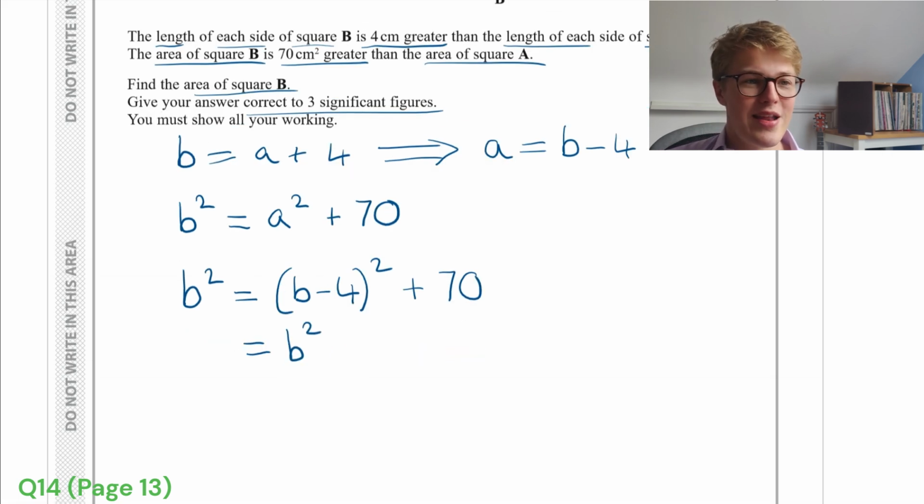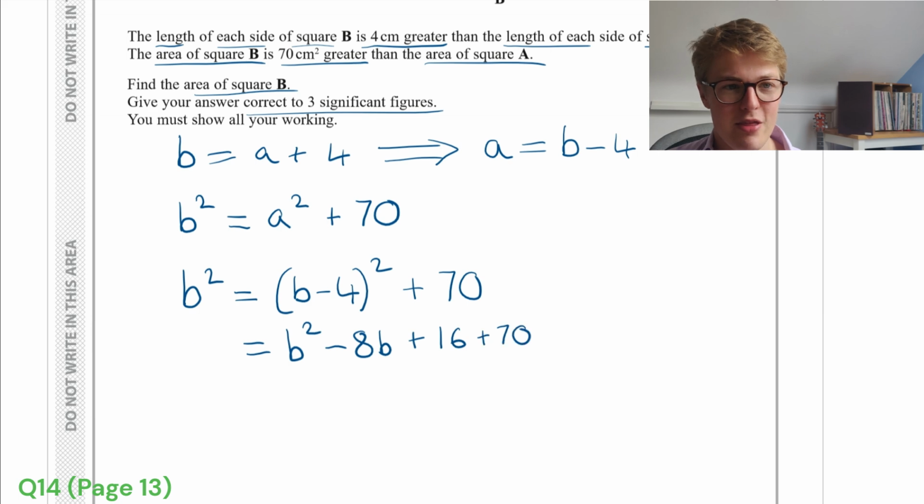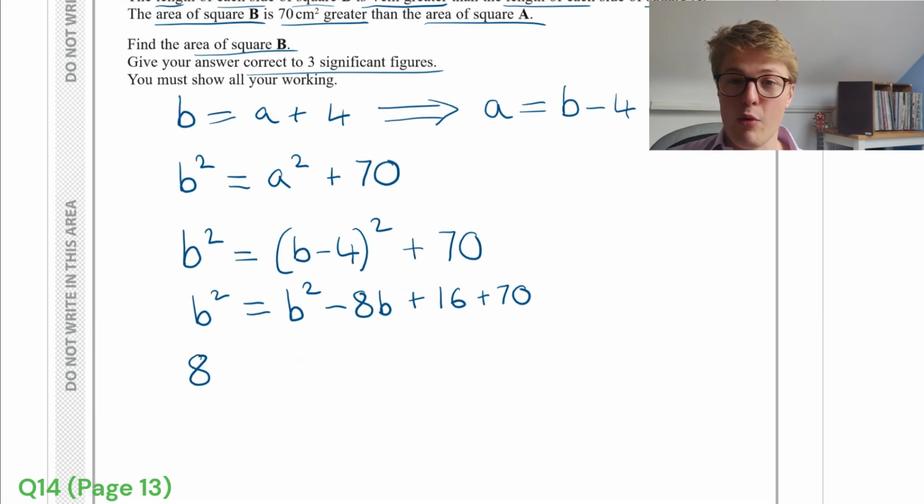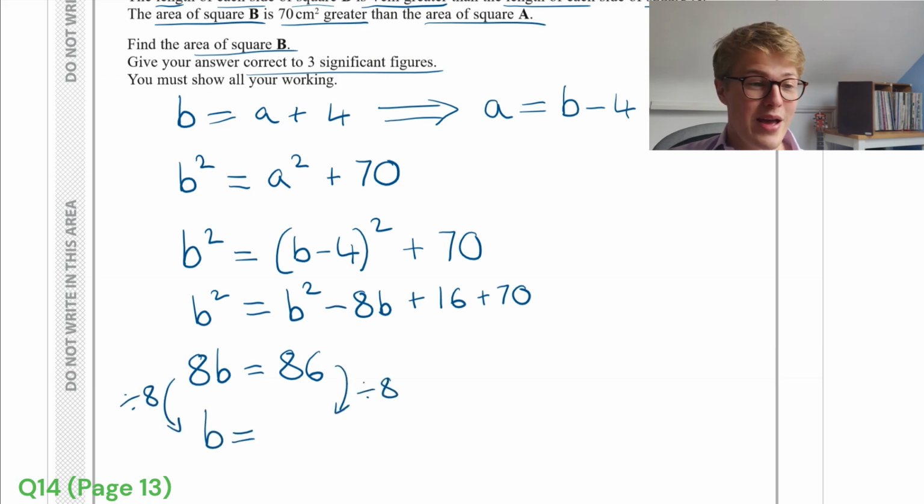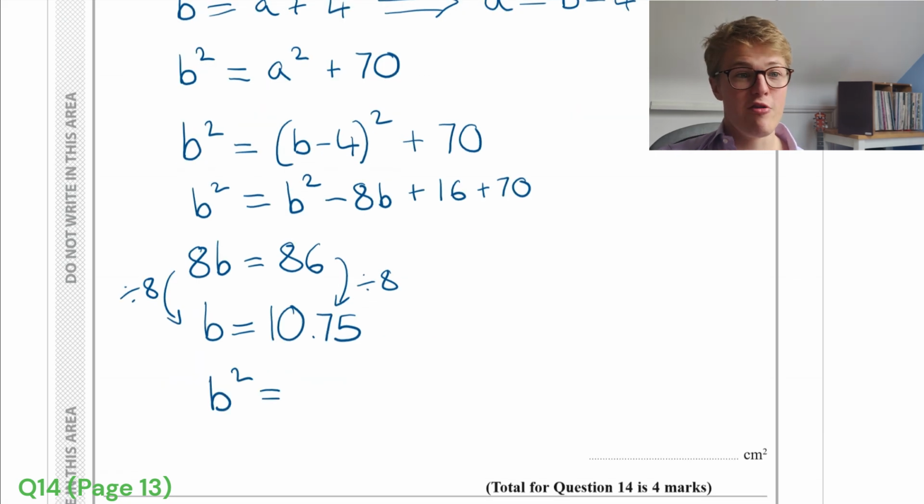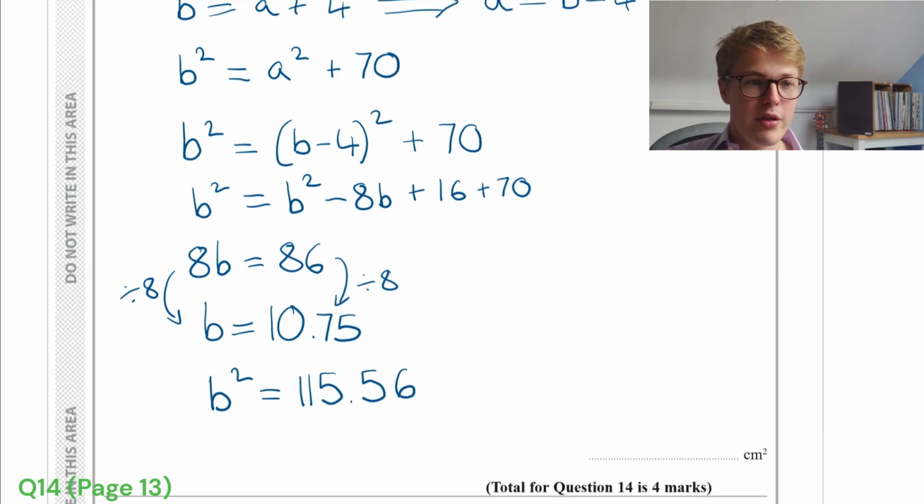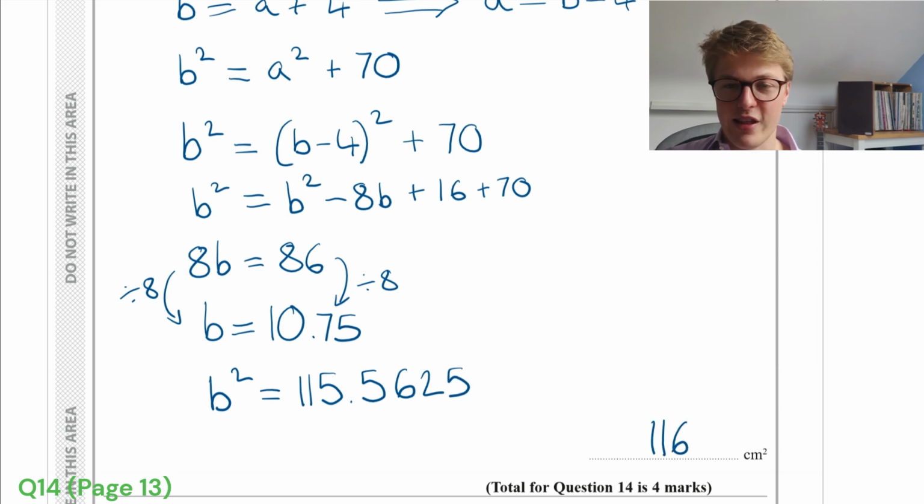Then we get b squared is equal to b squared minus 8b plus 16 plus 70. The b squared terms cancel and we end up with 8b equals 86 when we add 8b to both sides. Divide that by 8 and we get b is equal to 10.75, and therefore b squared, which is the area of B, is 115.5625, which simplifies to 116 centimetres squared to three significant figures.